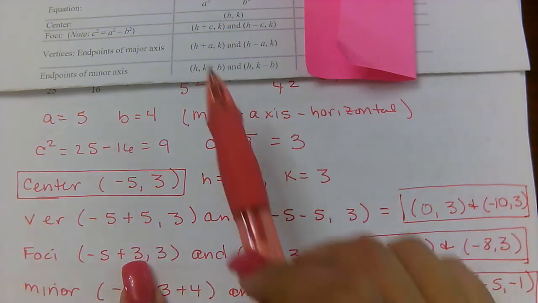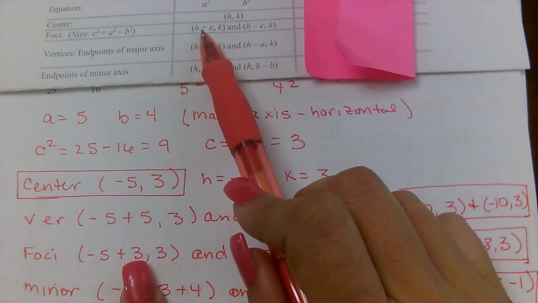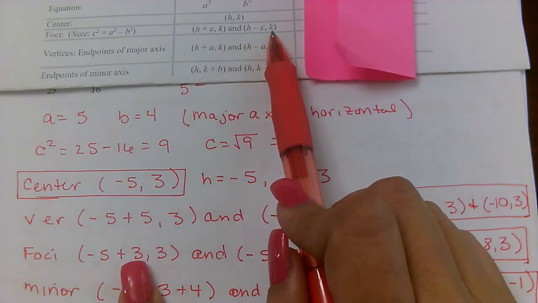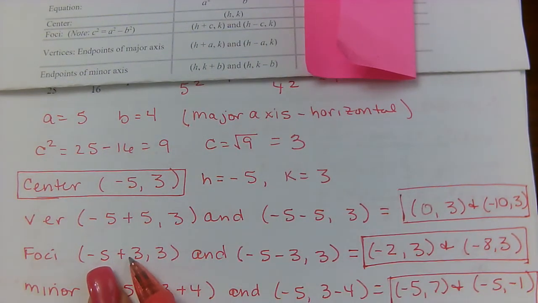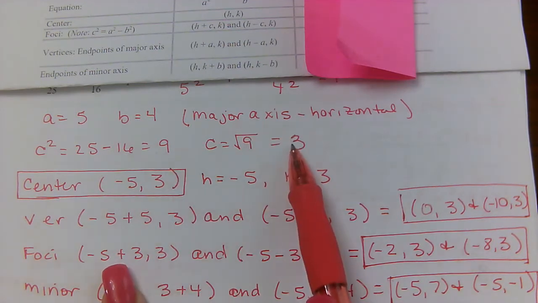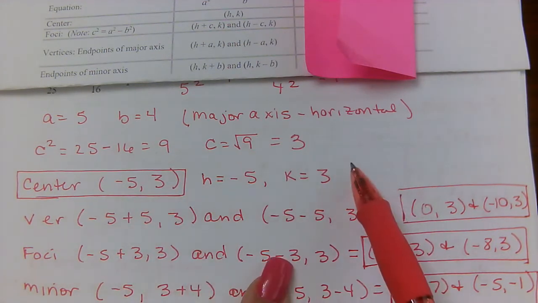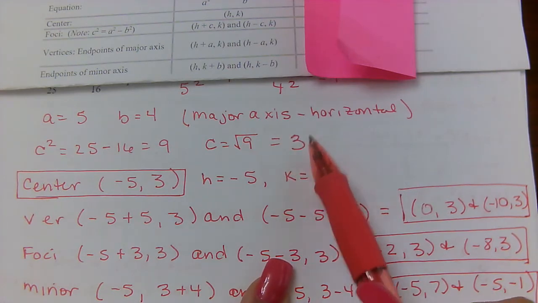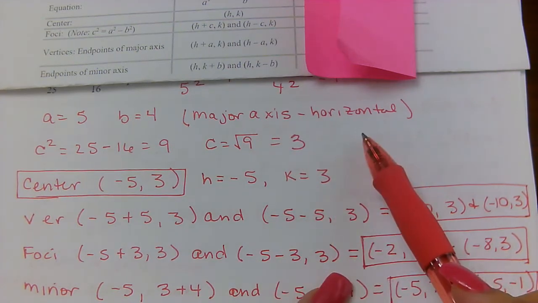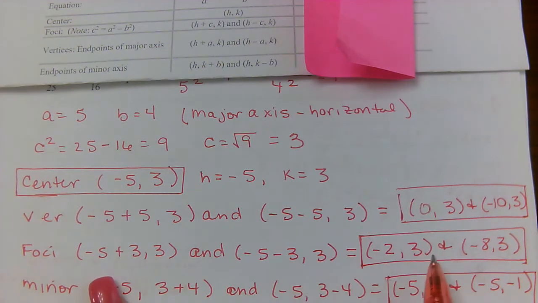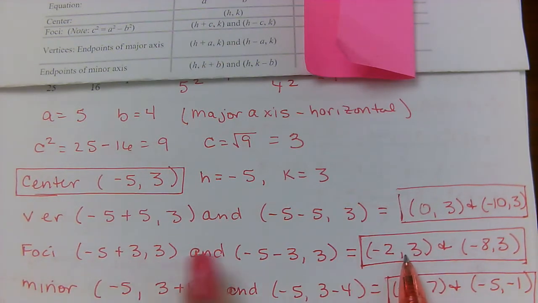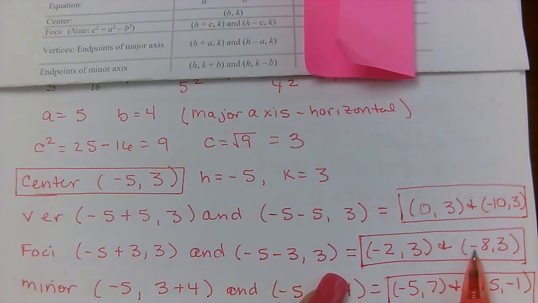For my foci, I went ahead and added my h plus c and h minus c. So negative 5 plus c, which is 3, and then 3. Negative 5 minus c, which is this one, and then 3. Simplify over here, negative 5 plus 3 is negative 2, 3, and then this is going to be negative 8, and then there's your 3.